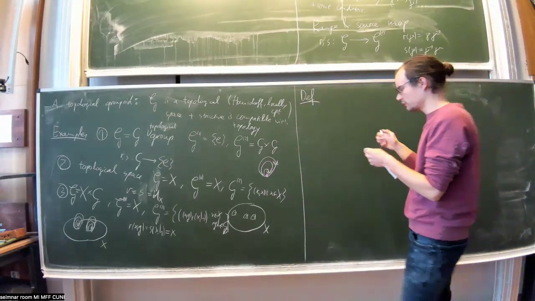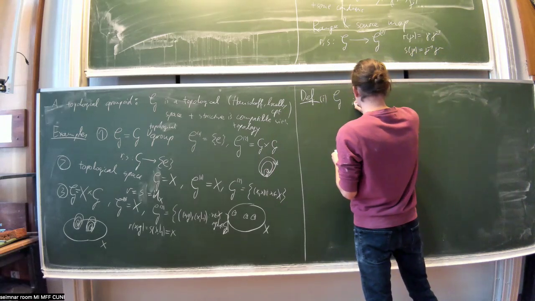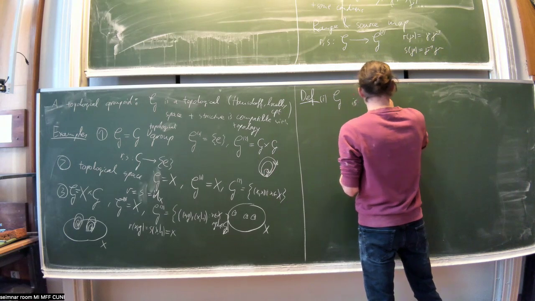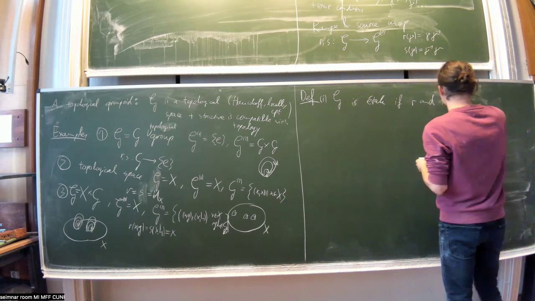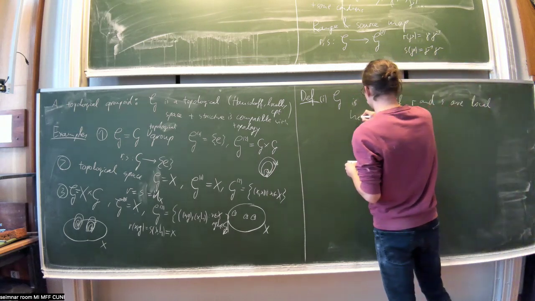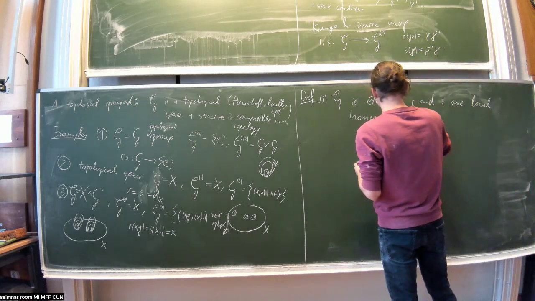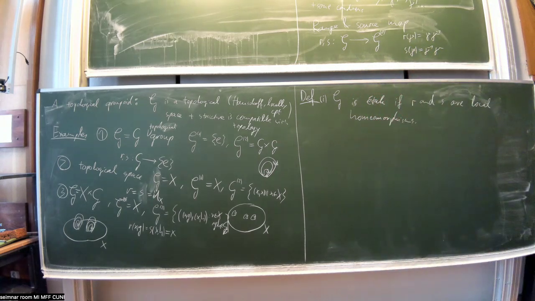two definitions, which I'm sure will be important in this talk. So, G is called étale if both R and S are local homomorphisms. Here, a local homomorphism is locally a homomorphism, so each point has a neighborhood such that restricted to that neighborhood you have a homomorphism. So this is some kind of discreteness condition.